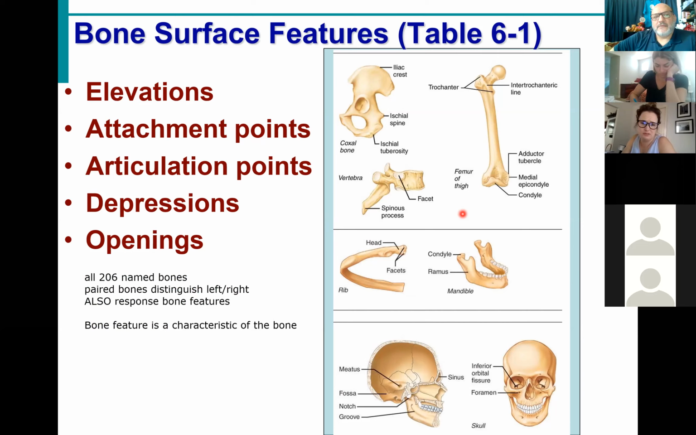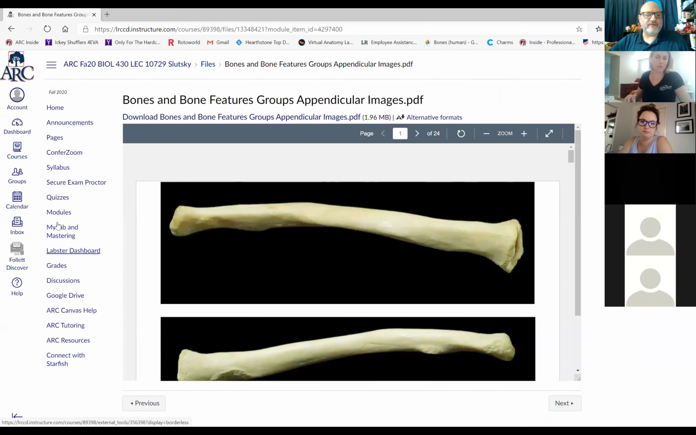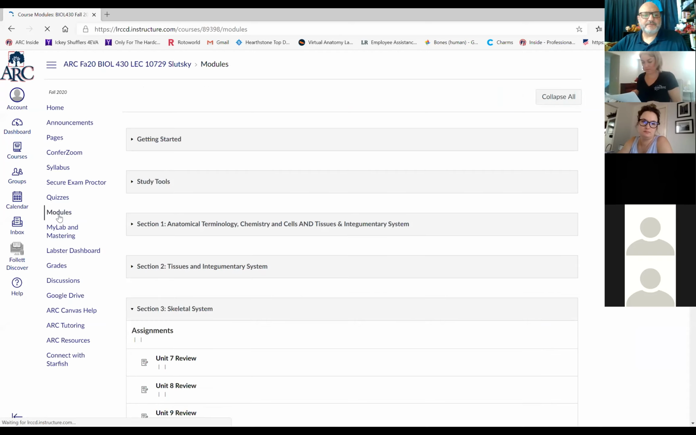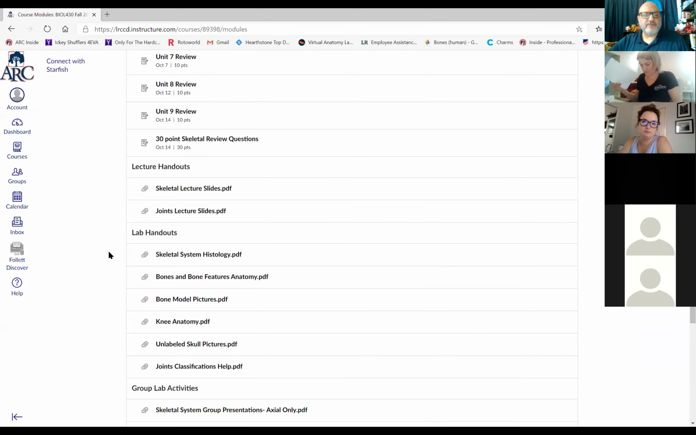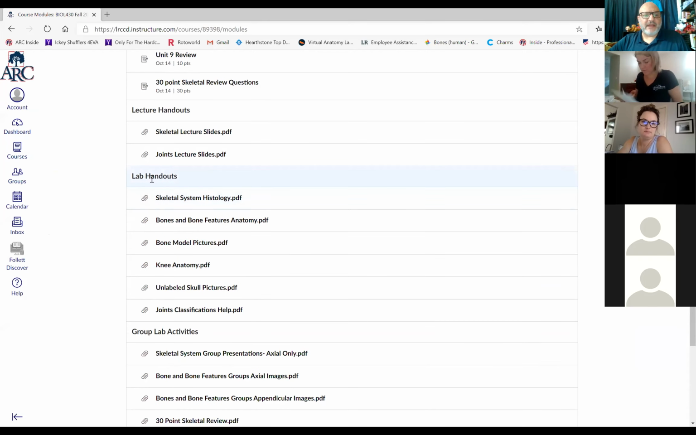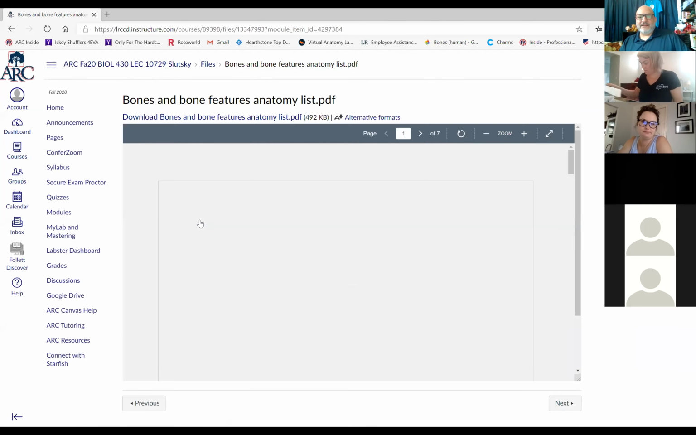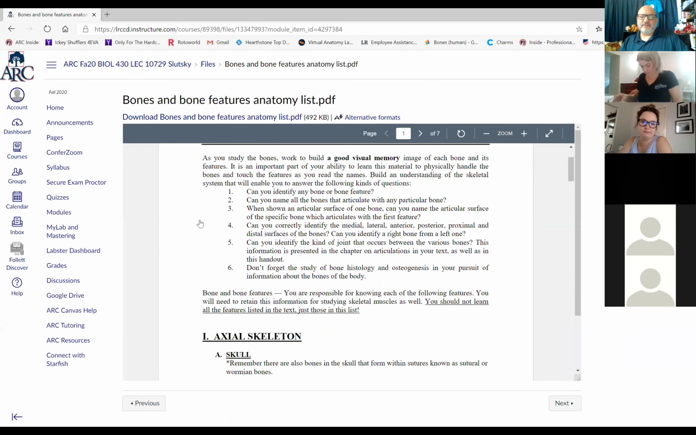Yes. No. What you have is a precise list of how many bone features you're responsible for. So, for those of you who haven't printed it out, first and foremost, shame on you. But secondly, let's look at the handout from class. Under your modules, under lab handouts, we have bone and bone feature anatomy. Let's start easy with the skull.